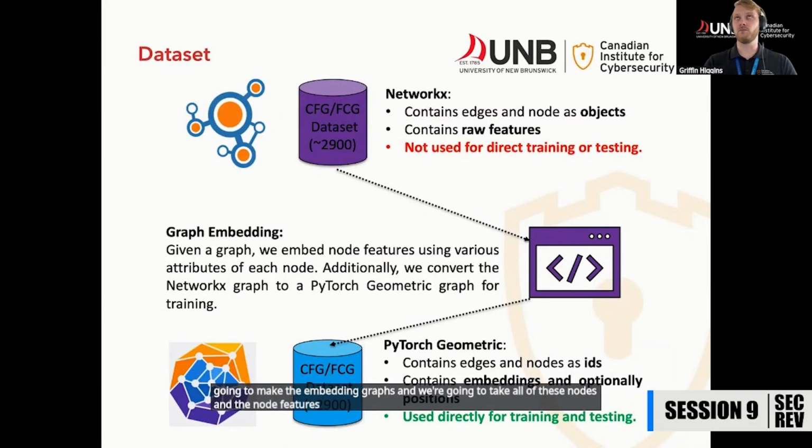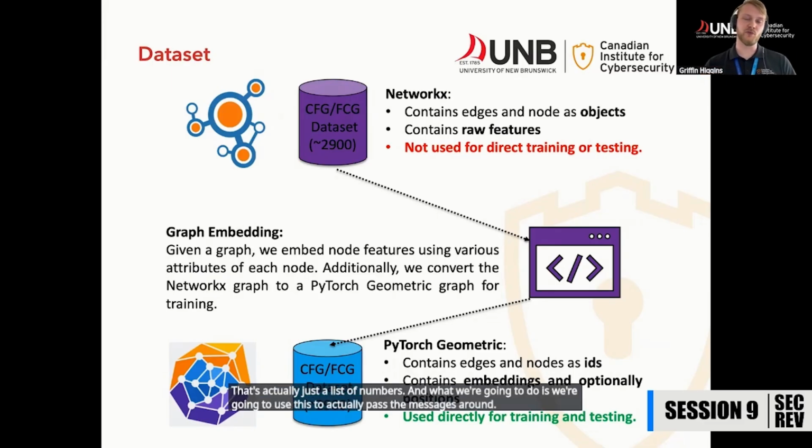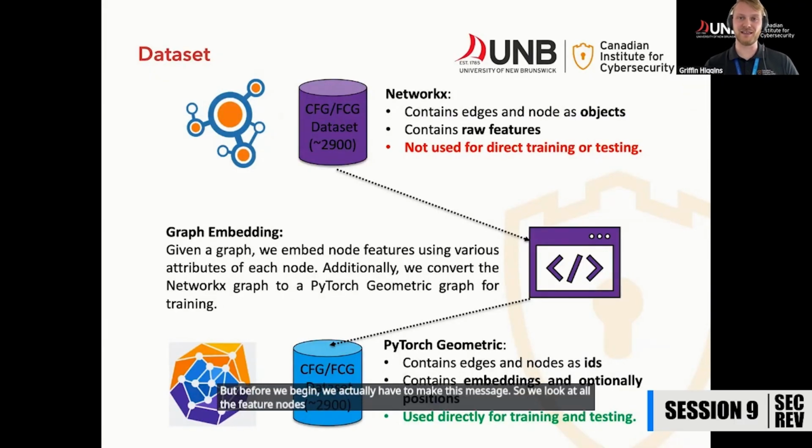So basically, when we think back to the video earlier, how each person in this network had some information above them, like that little message, that's actually just a list of numbers. And what we're going to do is use this to actually pass the messages around. But before we begin, we have to make this message. So we look at all the feature nodes for each node to make that list of numbers.